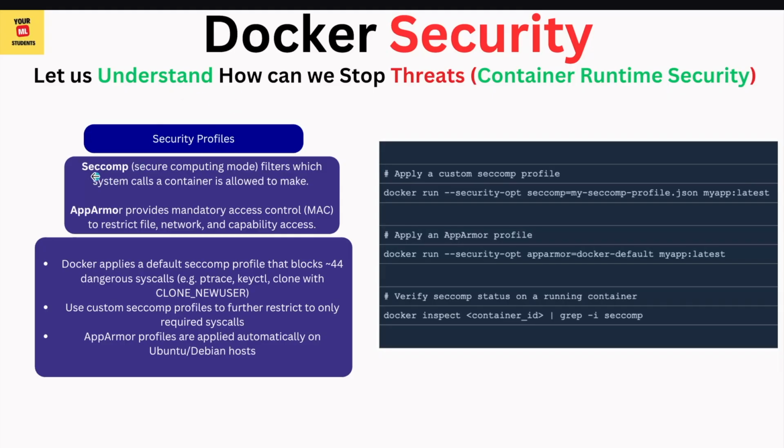Security profile. So seccomp and AppArmor provide mandatory access control to restrict file, network, and capability accesses. Docker applies a default seccomp profile that blocks approximately 44 dangerous syscalls. Use a custom seccomp profile to further restrict to only the required syscalls. AppArmor profiles are applied automatically on Ubuntu or Debian hosts. So these are the security profiles that you can apply, and you can see the commands for that.